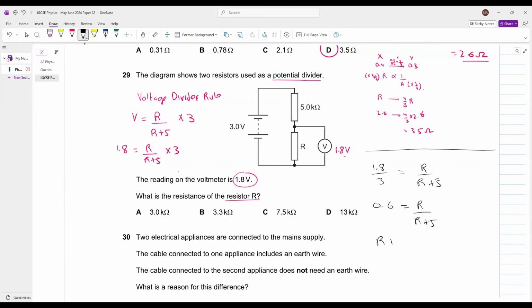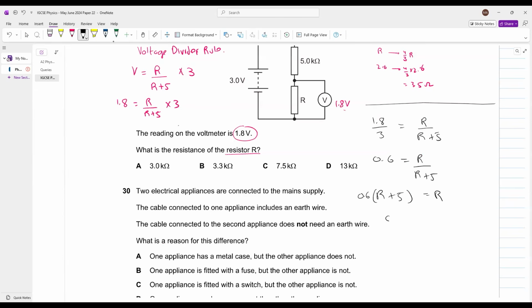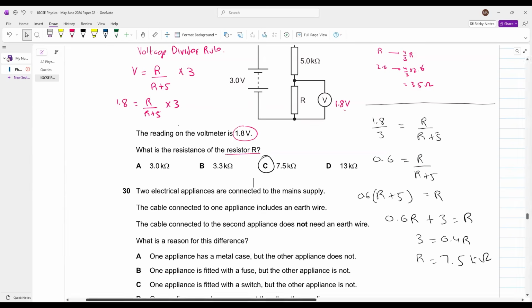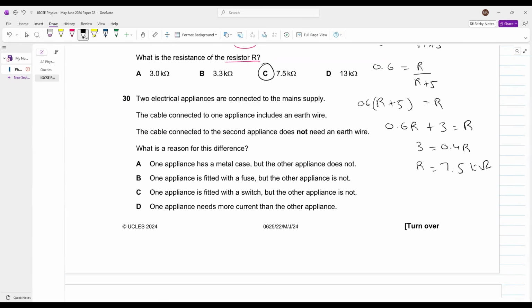Multiply it. R plus 5 into 0.6 is equal to R. Calculate करो. 0.6 R plus 3 is equal to R. R को दूसरी साइड पर ले जाओ. 3 is equal to 0.4 R. 3 divided by 0.4. R is equal to 7.5 kilo ohms. C is your answer to 29. तो ये थोड़े से कंसेक्यूटिव सवाल ऐसे थे जिनमें हेवी वर्किंग करनी थी.